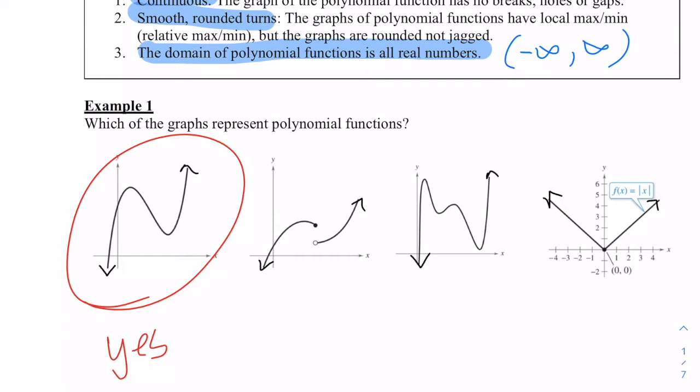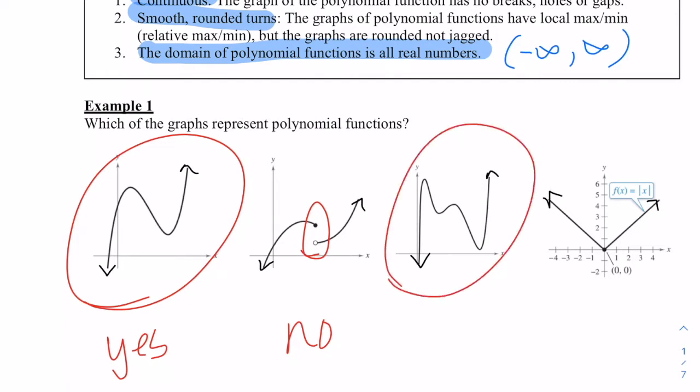The second one has a gap over there, okay? So it has a drop, so we will not say that is a polynomial function. The third one as well has rounded turns, right? It is continuous, goes all the way to the left. It's pretty steep, but it's still a polynomial function. Versus the absolute value function over here for the last one has that corner or that jagged edge, so it will not be a polynomial function.